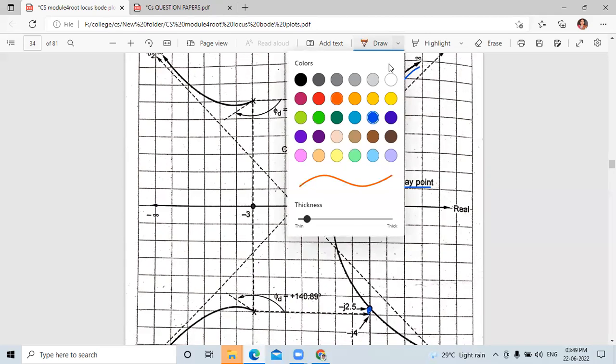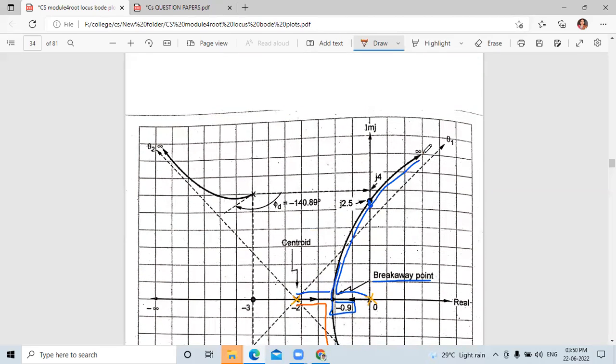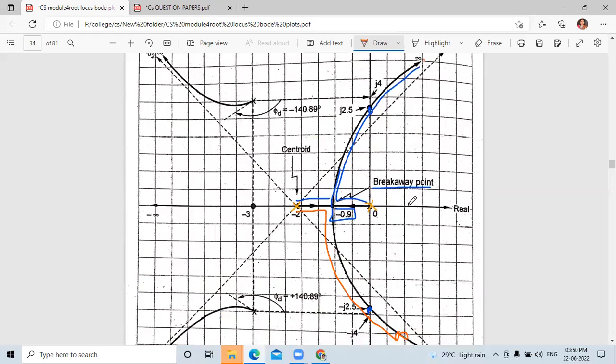Next, the locus from minus 2 will terminate here, parallel to the asymptote line. This will also terminate at infinity.